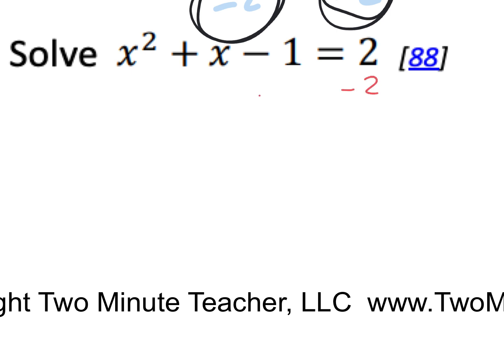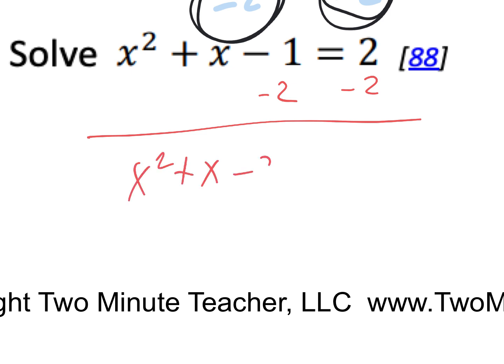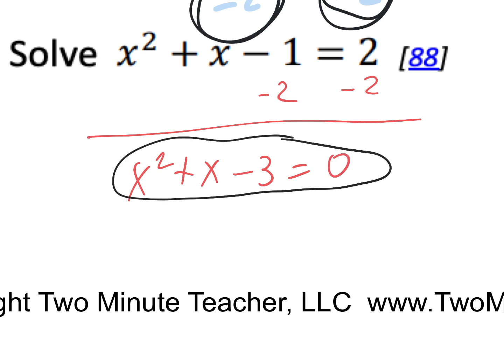Subtract 2 from both sides. You are correct. X squared plus x minus 3 equals 0. So here's the key. On a quadratic, the things that are squared, you want it to be equal to 0. And then if you can factor it, you should, but this problem is the exception. It doesn't factor. So what the heck do you do then?